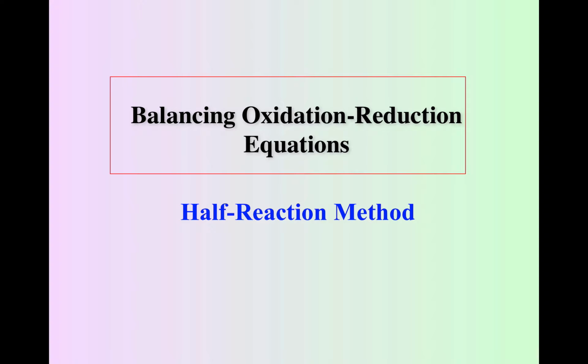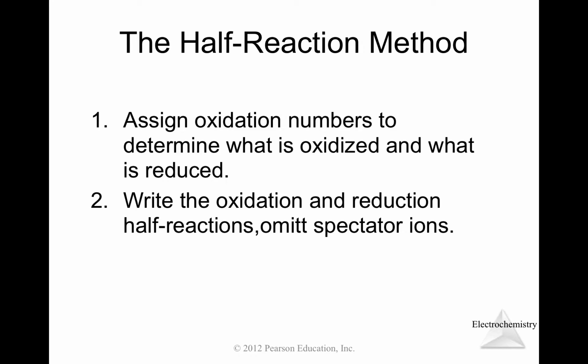It's called the half reaction method. In the half reaction method, we're going to be dividing up the equation into 2 half reactions, and we're going to go through a series of steps. I think 7 steps actually. So the first step is assign oxidation numbers to determine what's being oxidized, what's being reduced. We know how to do that. And then write an oxidation half reaction and a reduction half reaction. And we get rid of spectator ions with this. Spectator ions just make it hard to balance. So omit the spectator ions.